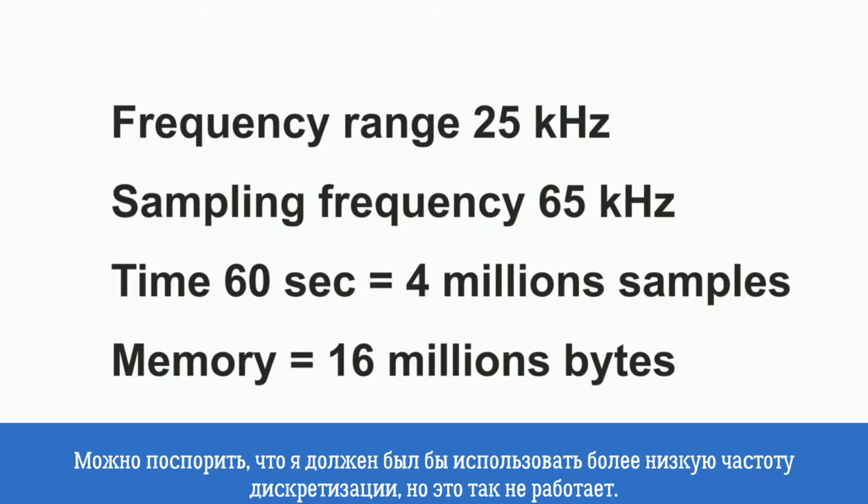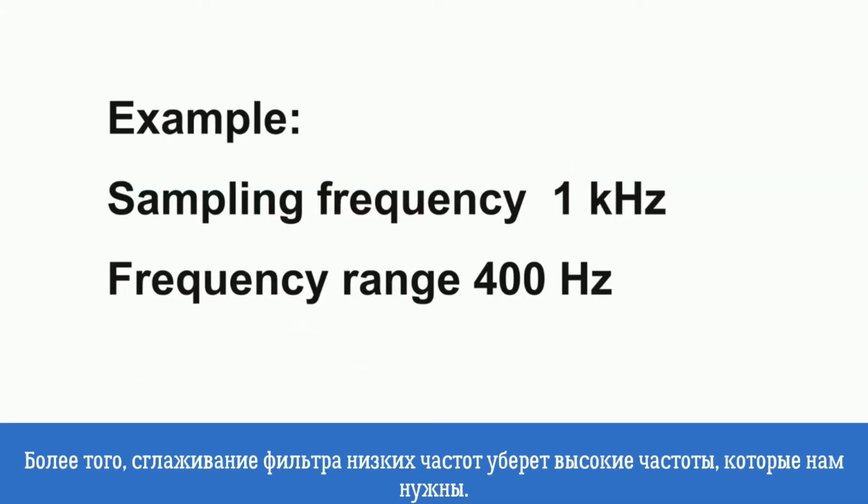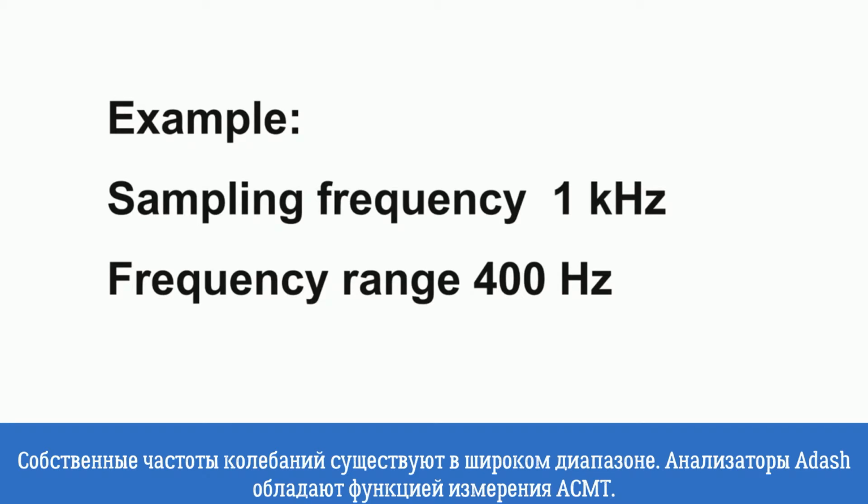You can argue that I should use lower sampling frequency, but it does not work. We would have long time between samples and we lose the shape of the signal. Additionally, the anti-aliasing low-pass filtering will remove high frequencies, but we need them. The natural frequencies of shocks are in high range.